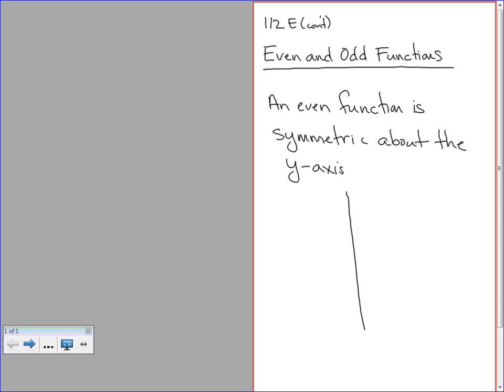If I draw or attempt to draw a picture of an even function, so if that's the right branch of the function, then the left branch of the function. Sorry, Kyle, you going to ask something? About or above? About. About the y-axis. So this is the right branch of it. So the left branch is a mirror image of it. Best I can.